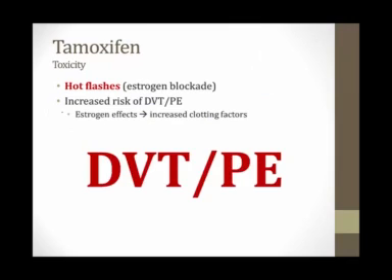The toxicity of tamoxifen includes hot flashes. You are blocking the effects of estrogen, so this is like causing menopause, and therefore menopausal symptoms can be seen. In addition, there is an increased risk of DVT or PE. This is because estrogen leads to an increase in clotting factors, so the estrogen agonizing effects of tamoxifen can cause this to happen. This is also seen in women taking birth control pills for the same reason.